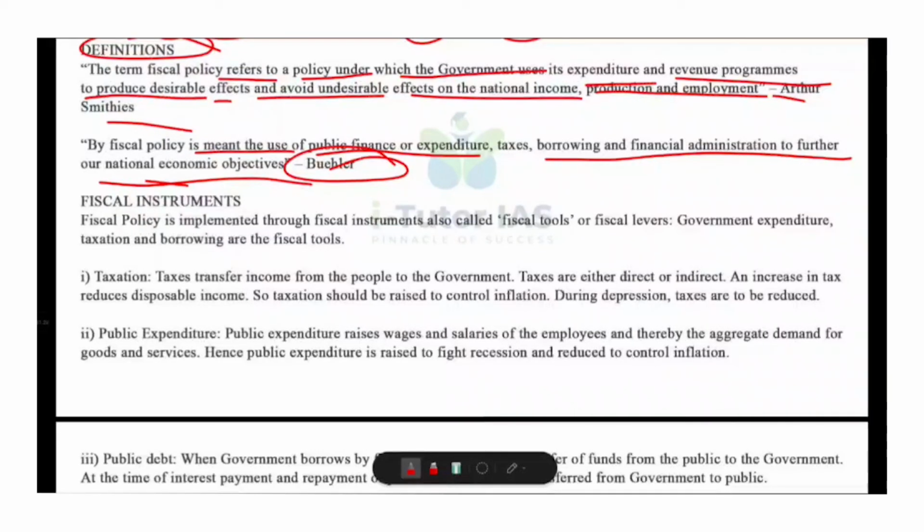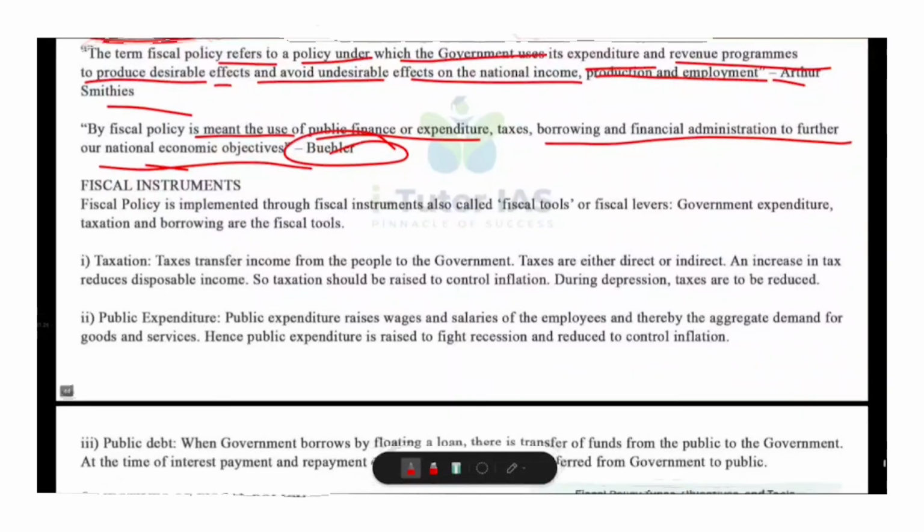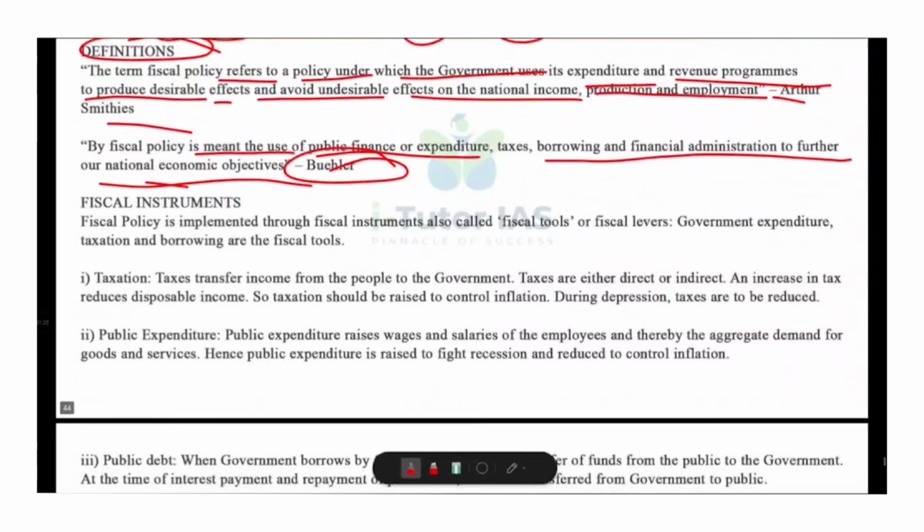Okay. Now, fiscal instruments. Fiscal policies work through 3 main tools. Think of them as the 3 levers the government can pull to control the economy. What are they? Taxation, public expenditure and public debt. Let's learn each one clearly.